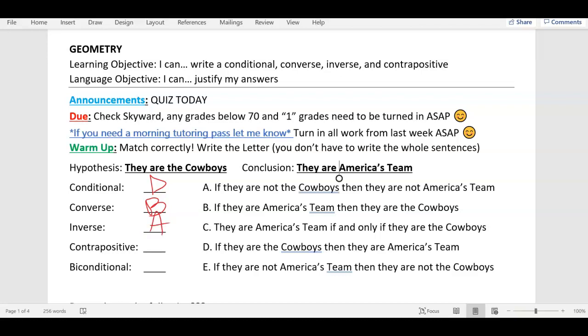Contrapositive. What happens for a contrapositive? They're opposite with nots, and you switch the order. So which letter matches both of those changes? E.